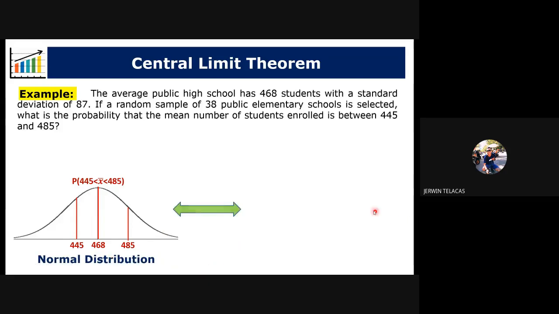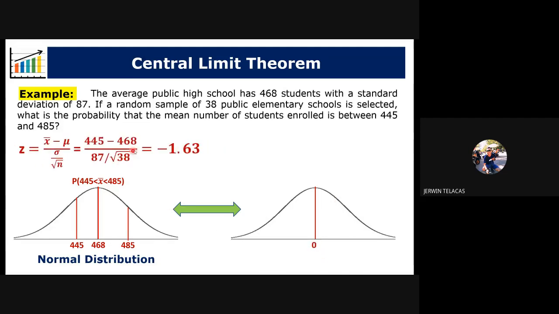Now there's again a need for us to convert that into a standard normal distribution. So 0 yan, yung mean. Now i-convert natin using this formula. So substitute lang tayo. Una, i-convert natin muna si 445. So 445 minus the population mean, which is 468, all over the standard deviation given, which is 87, then all over or divided by square root of 38. Why? Because a random sample of 38 public elementary schools. Then we get negative 1.63.